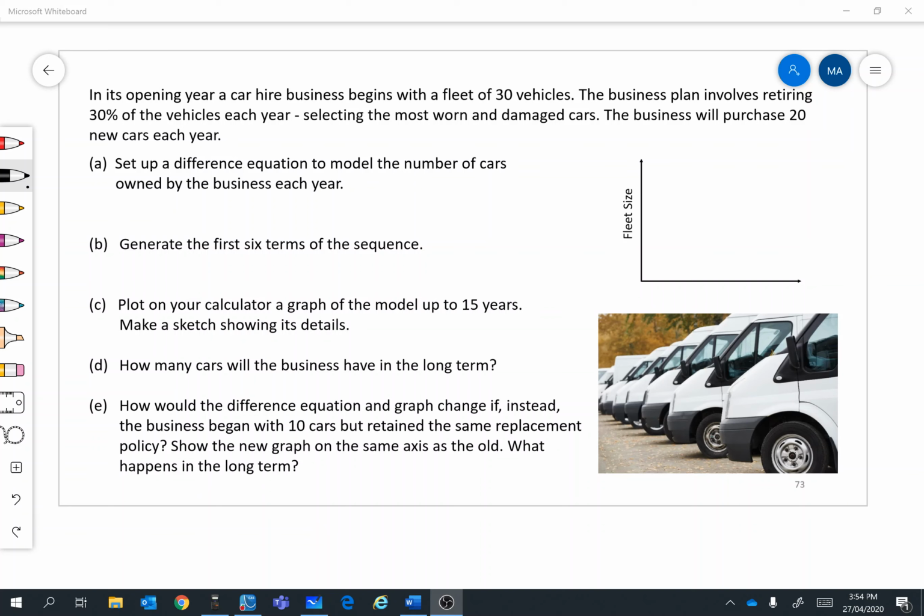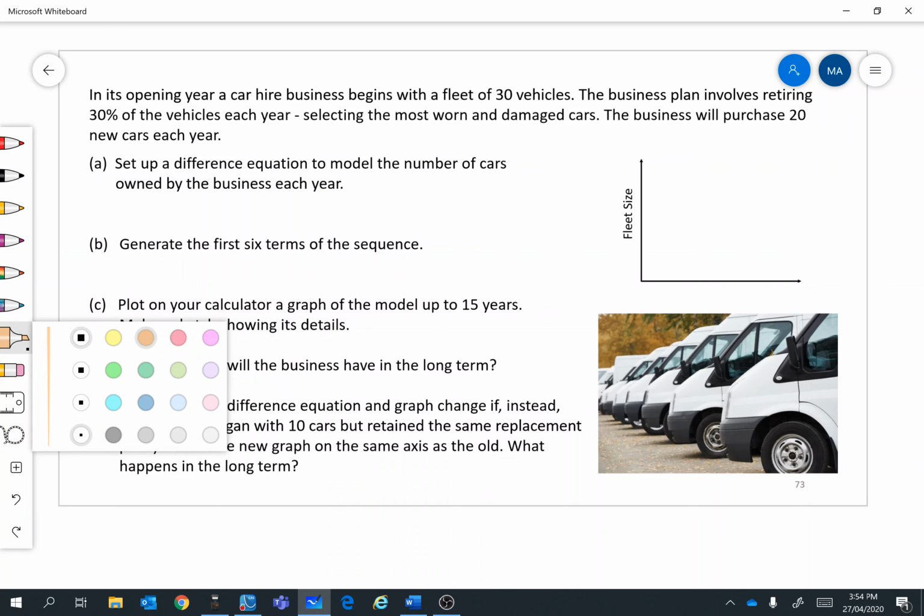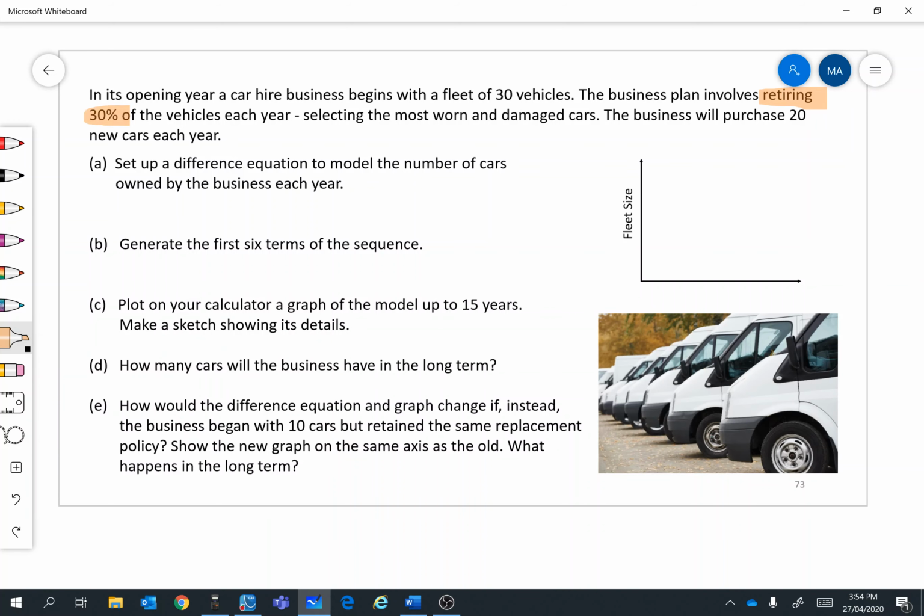So, we're asked in part A to set up a difference equation to model the number of cars owned by the business each year. So let's look at the important information here. They're going to be retiring 30% of the vehicles each year, and they're going to purchase 20 new cars each year. So that's the important stuff for our difference equation to begin with.